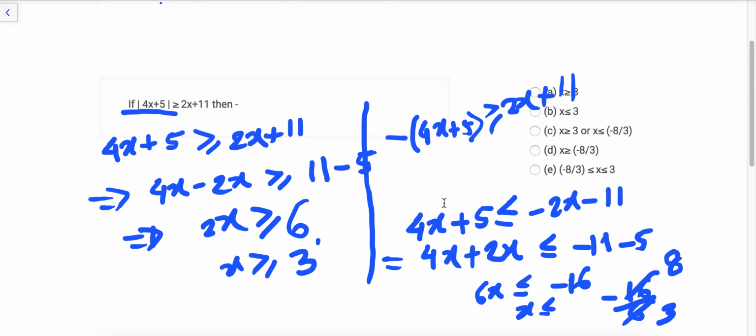So looking at the options, we can find that option C says both of these conditions, that is, one is x greater than or equal to 3 and another one is x less than or equal to minus 8 by 3. So our answer is C.